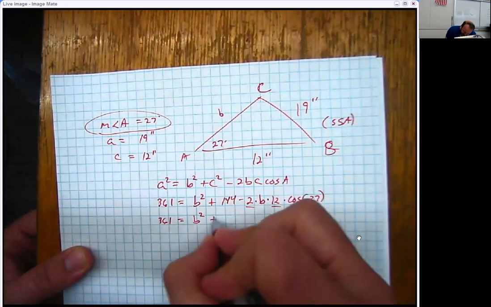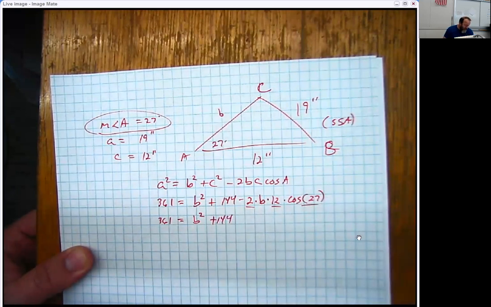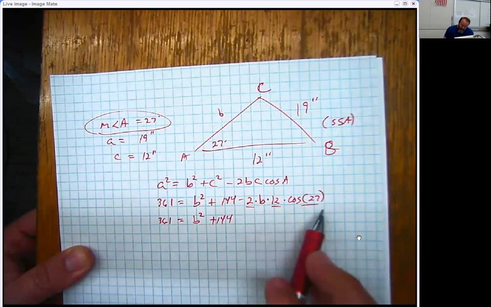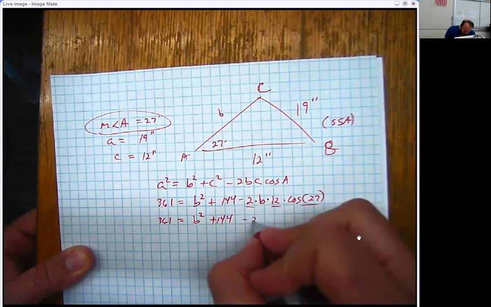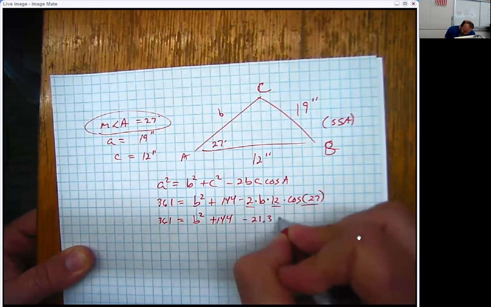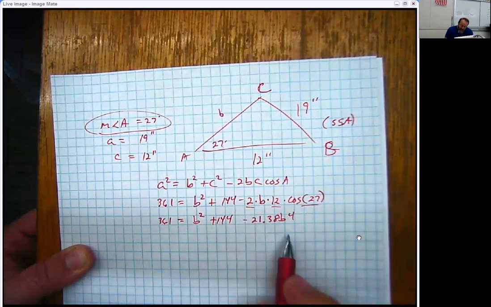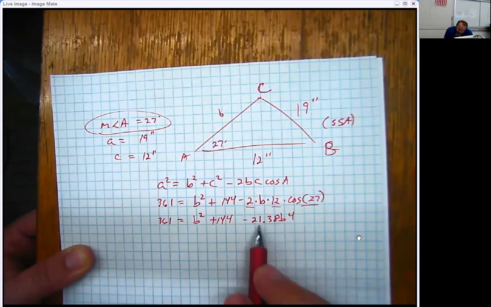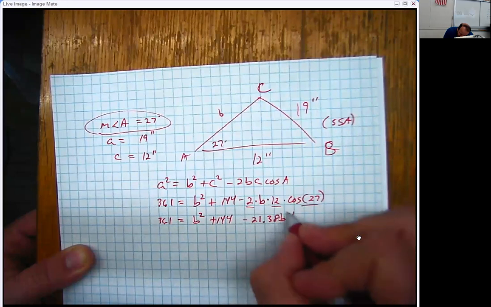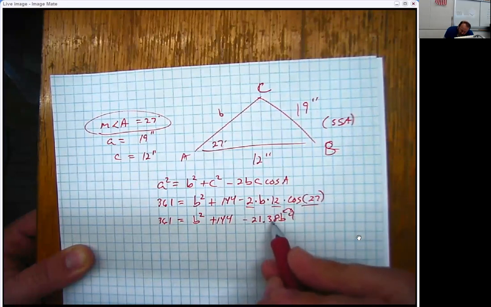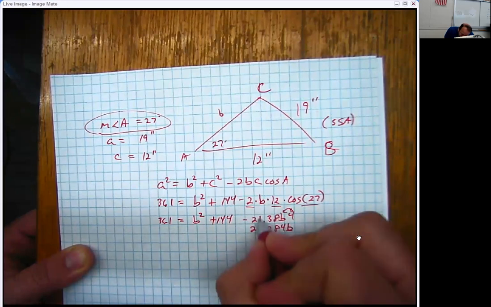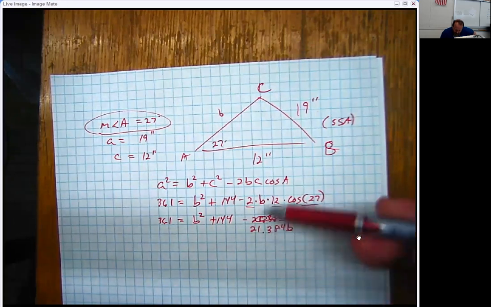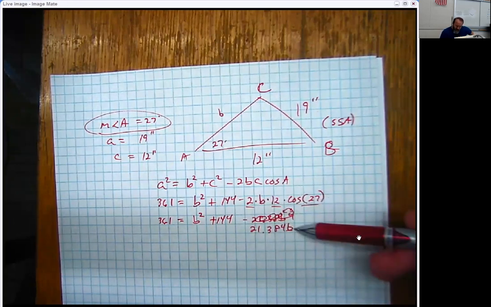So let's see what I've got. 2 times b times 2 times 12 times the cosine of 27, according to my calculator, is actually negative 21.384b. Oh, I did it again. I did b4. It should be 4b. 21.384b. I think I'm dyslexic a little bit. So anyway, 2 times 12 times the cosine of 27 makes that happen.